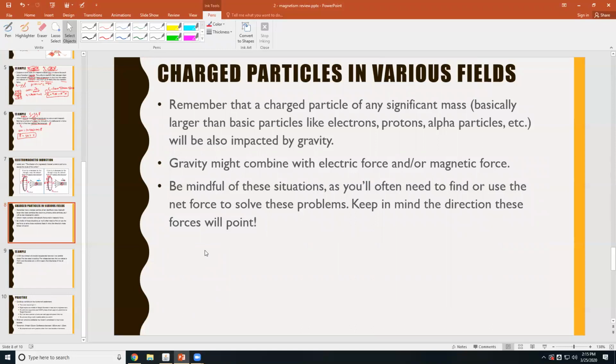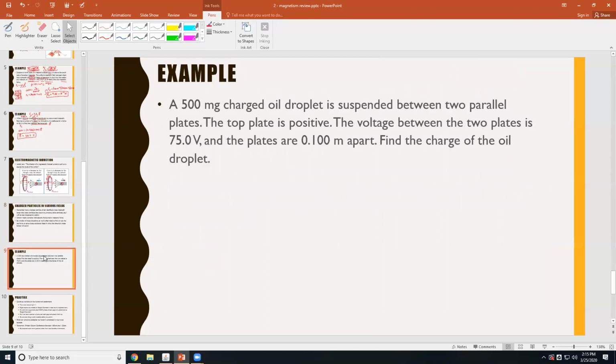You won't always have to do that, of course. You can also sometimes just connect your forces and say they're equal, especially if the question says that the object is suspended, which would mean you have balanced forces. But you also should keep in mind the direction that these forces will point. I can ramble on about this for like an hour. Instead, I think it'd be way easier if we just did a question.